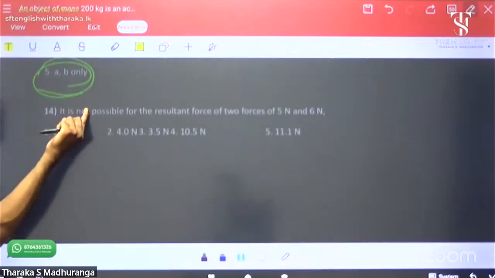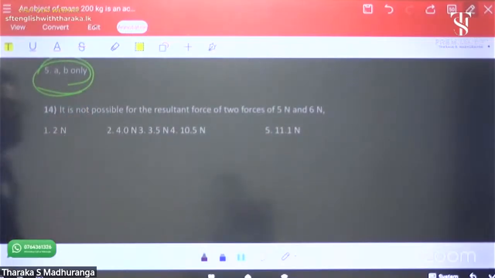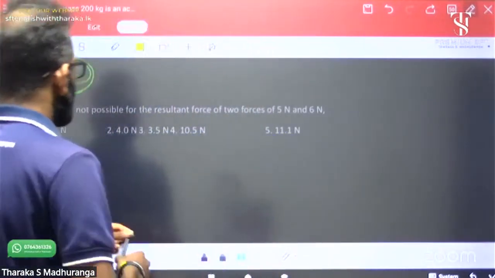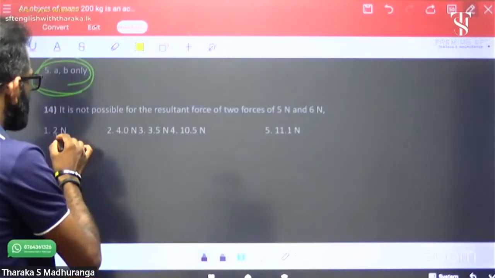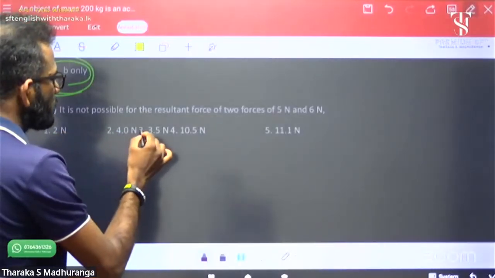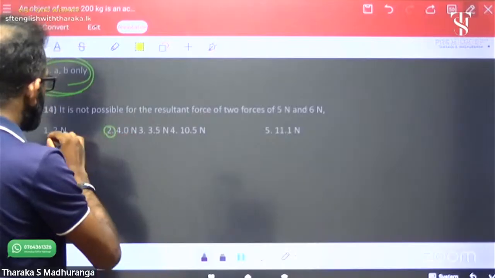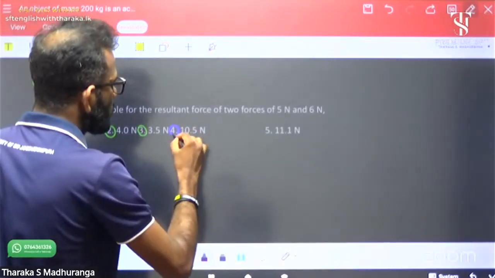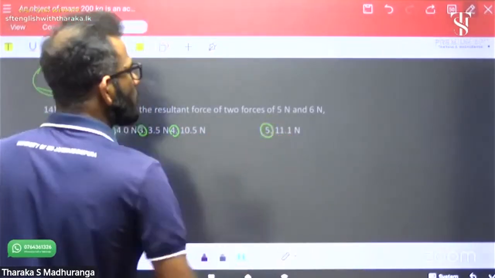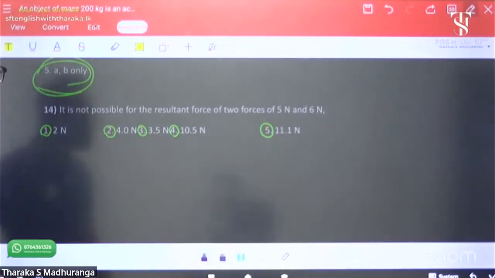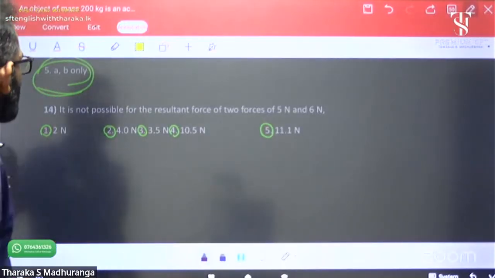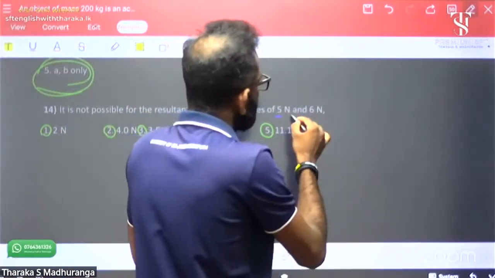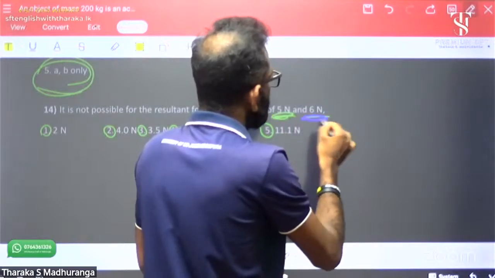Let's go to question number 14. It is not possible for the resultant force of two forces of, I think this answer is clear. First one 2 Newton, second one 4 Newton, third one 3.5 Newtons, fourth one 10.5 Newton, fifth one 11.1 Newton. It is not possible for the resultant force of two forces of 5 Newton and 6 Newton.